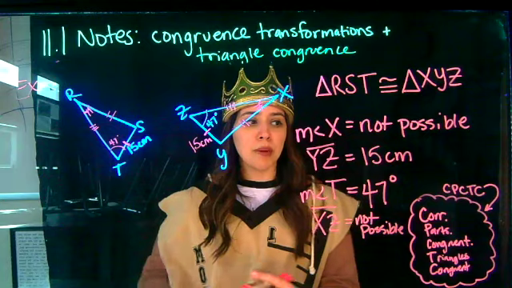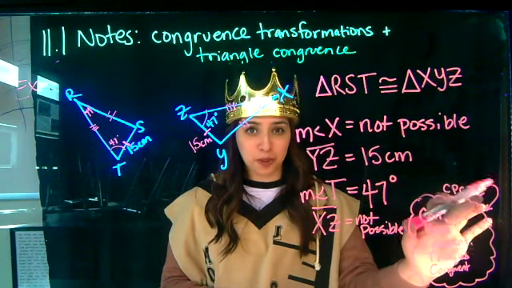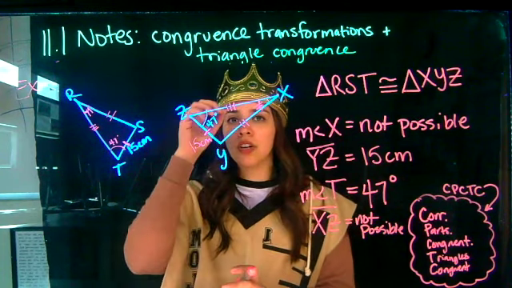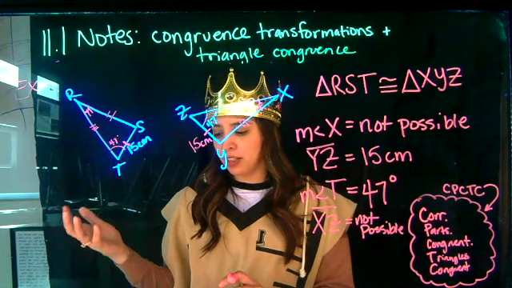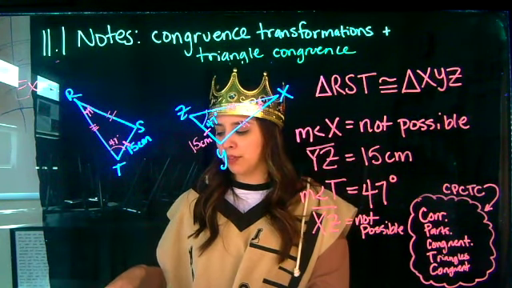All right, so remember, this is all leading to corresponding parts of congruent triangles are congruent. And right now you're just going to practice with an example. You're going to have to justify or explain your reasoning on numbers 1 through 7. It's a separate piece of paper that I want you to work on after these notes.